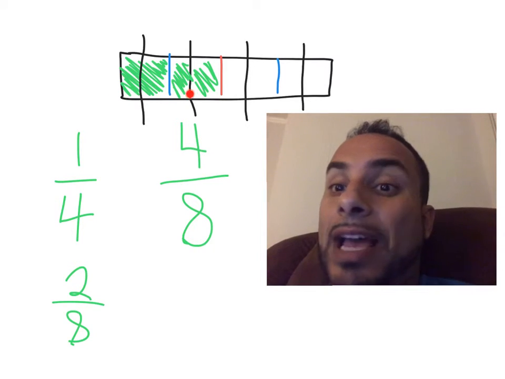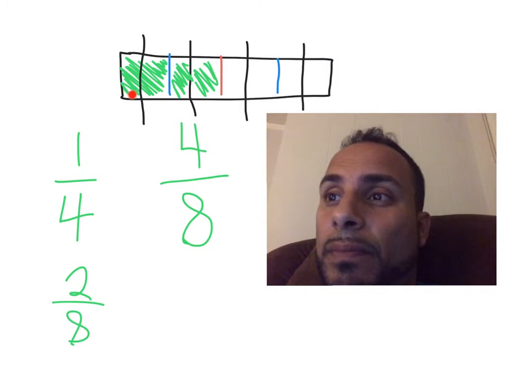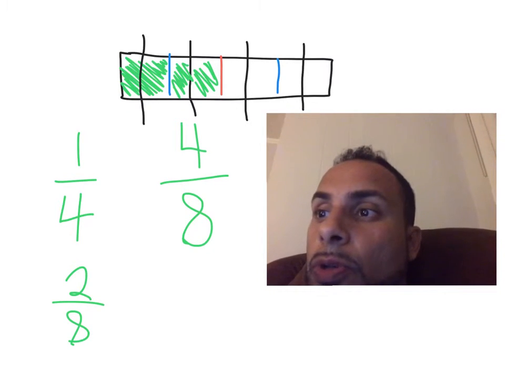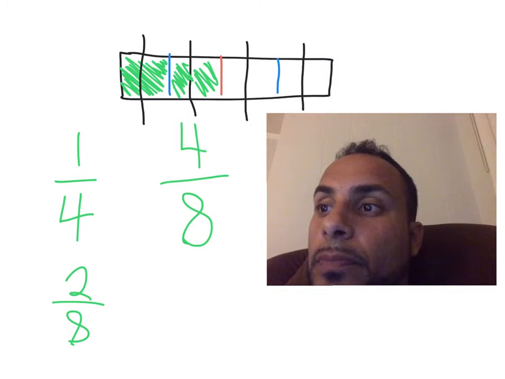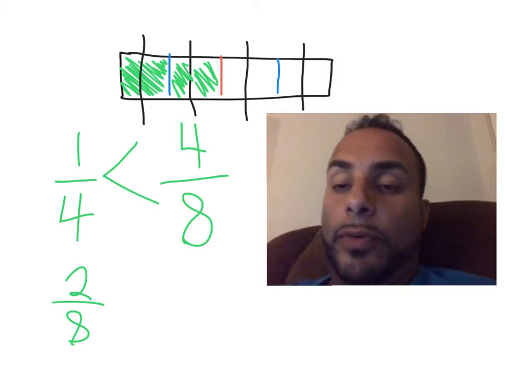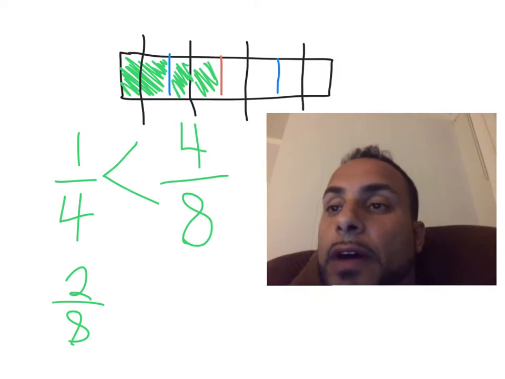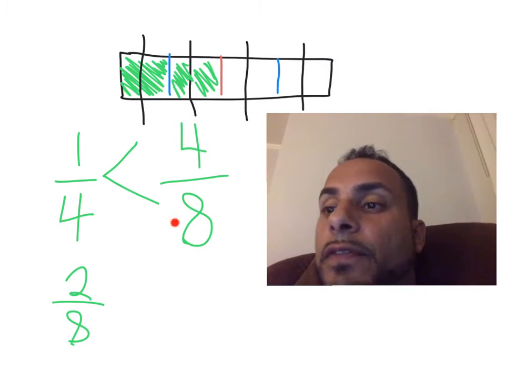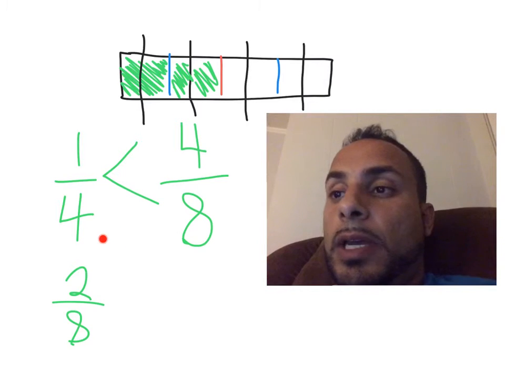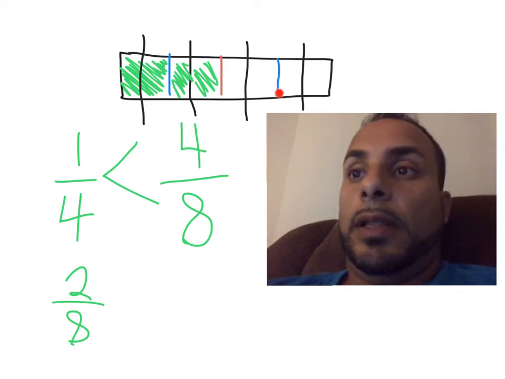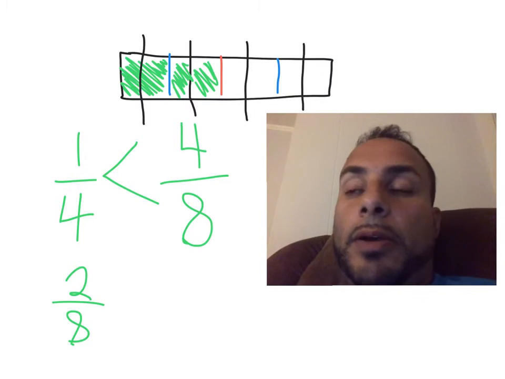You can see that now I had to color more of them. Before I only had this color for 1 out of 4, but 4 out of 8 I had to color all the way to here. So you would write it as 1/4 is less than 4/8. Okay, what I'm trying to say with this is the following. When you have different denominators, okay, you can use a number strip like this one to compare.